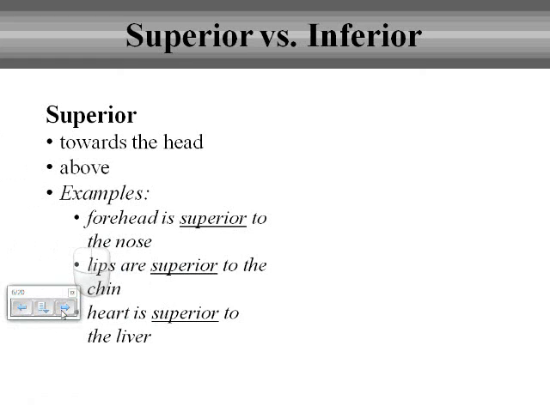So when we talk about superior, when you think that you're superior, you think that you're above everyone, you're better than them. So we're talking above or towards the head, up. You need to use the term superior in reference to something. One body part is superior to another body part. Remember, relative position: the position of one thing relative to another. So the forehead's position is superior compared to the nose. It's above it.